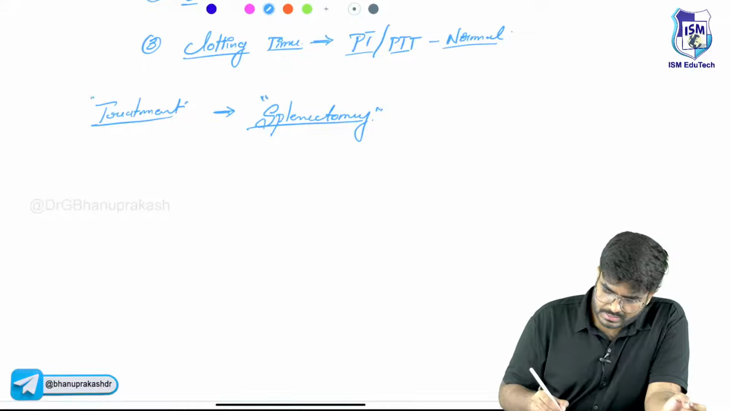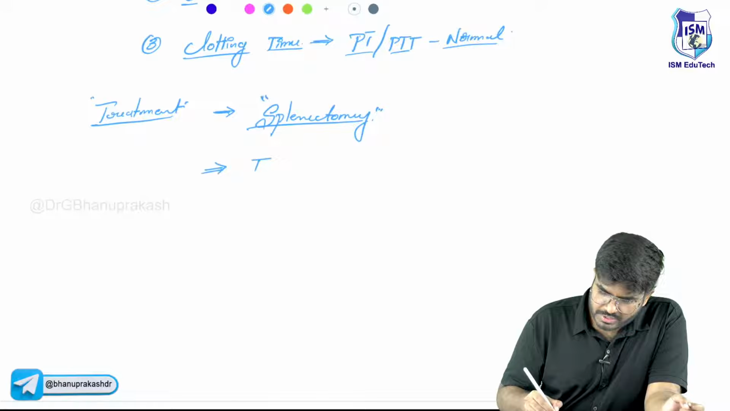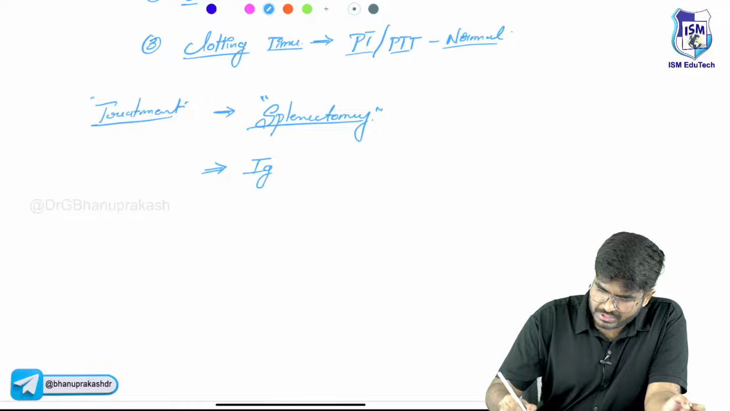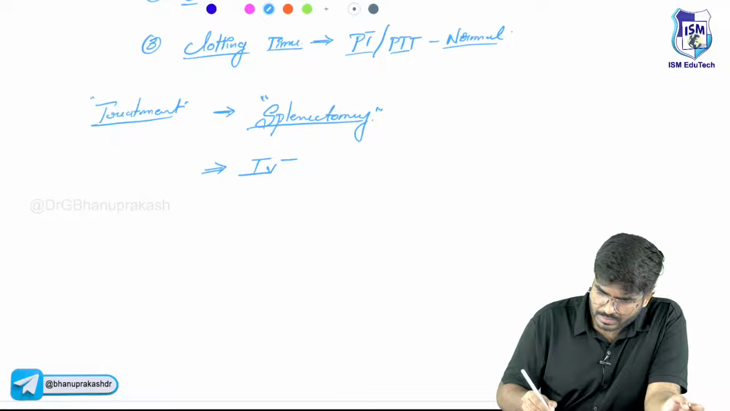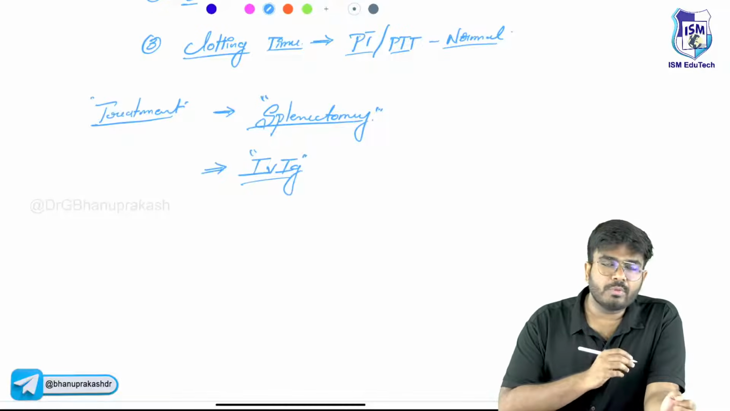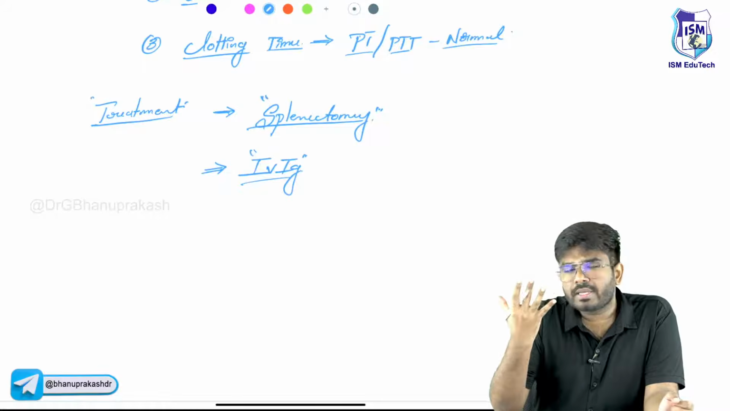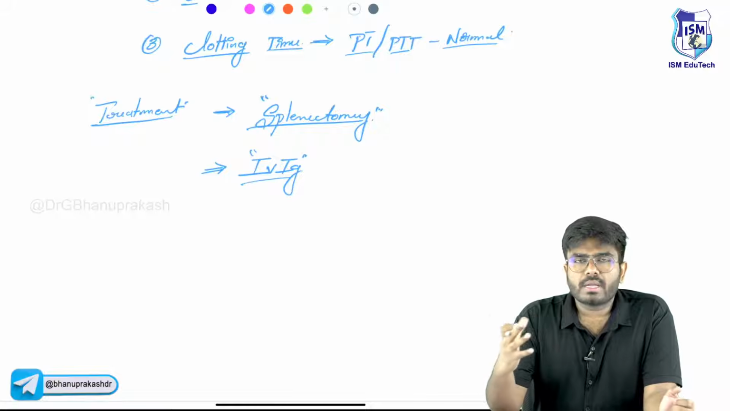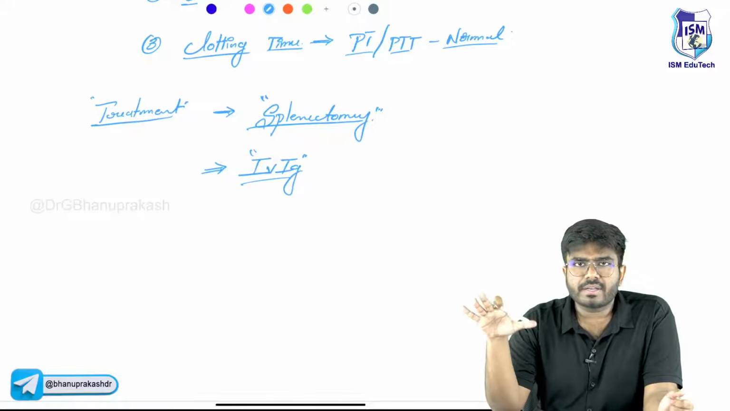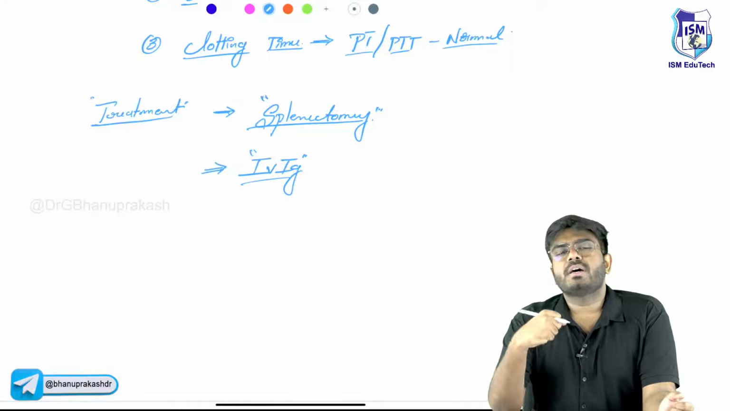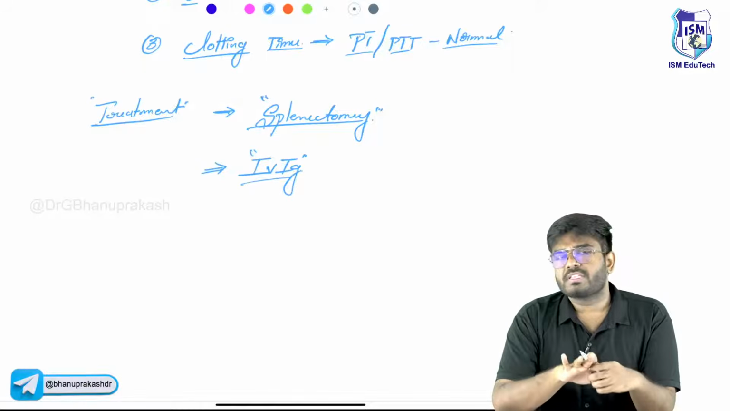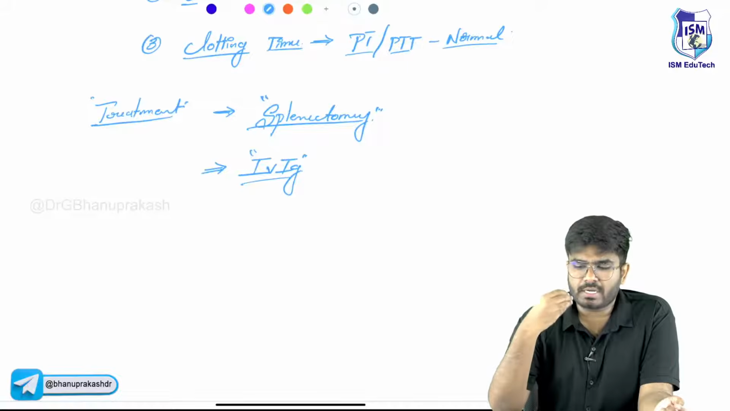Next, for these patients you can give IVIGs, intravenous immunoglobulins. IVIGs can also be given. If you inject immunoglobulins, for reasons which we don't exactly know, the platelet destruction will come down. Now the splenic macrophages are continuously eating these platelets.